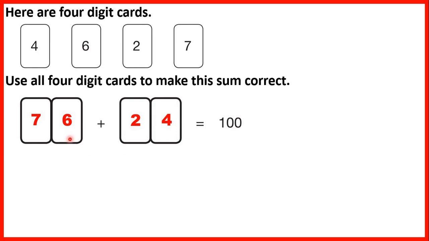But there are different possible answers, because if we switch digits in the same place value, we'll get the same answer. So we could swap our ones digits and have 74 and 26. And that will give a total of 100 as well. Or we could have 24 and 76 if we swap our tens digits.